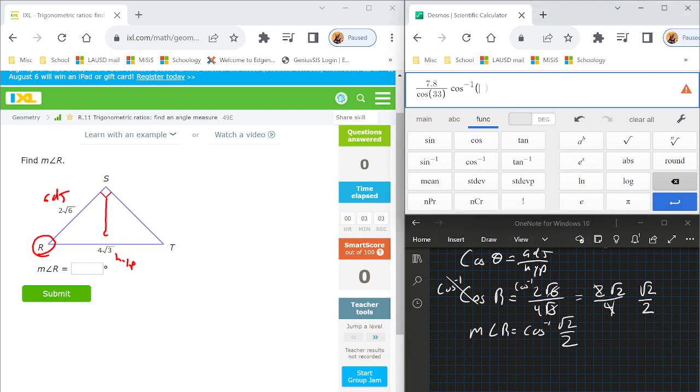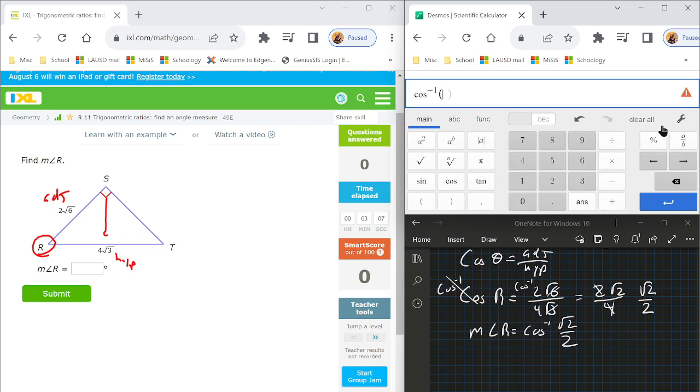Cosine, I need to clear it. Cosine inverse, notice it's got the parentheses. I got to go back, square root of 2. Now I got to get out of there. I can't do this under the root. The square root divided by 2. That looks right. Close off those parentheses. And you can see I got 45 degrees.